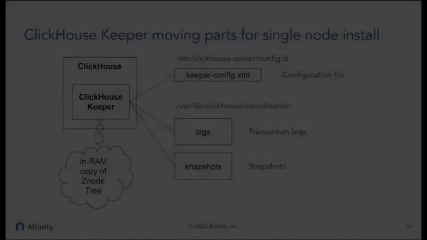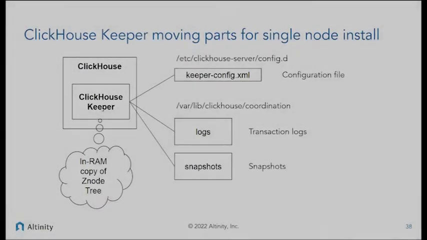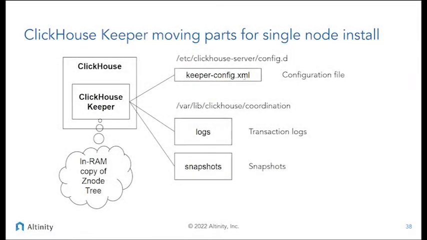And here's what it looks like. You have ClickHouse, you have ClickHouse Keeper running inside it. You have that Keeper config file that we just showed you, and then you have logs and snapshots. And as I want to emphasize again, put the logs on fast disk because that'll improve your throughput.